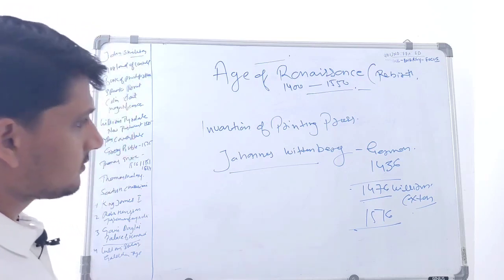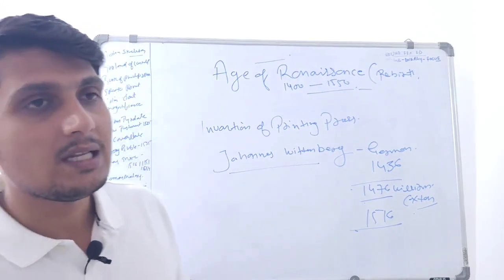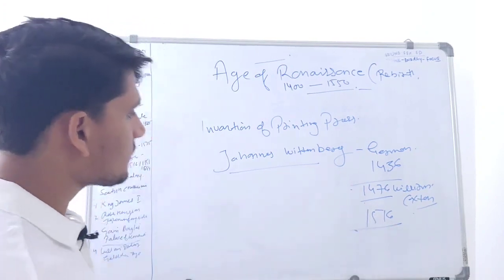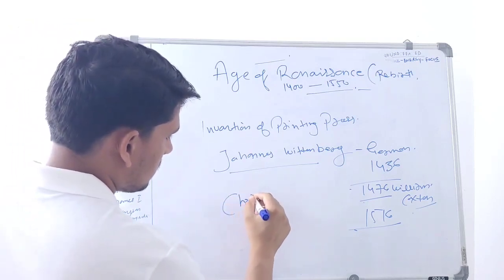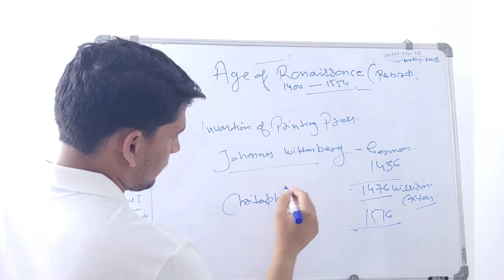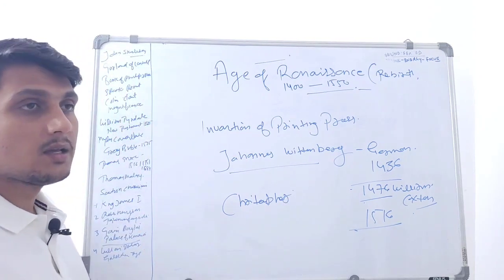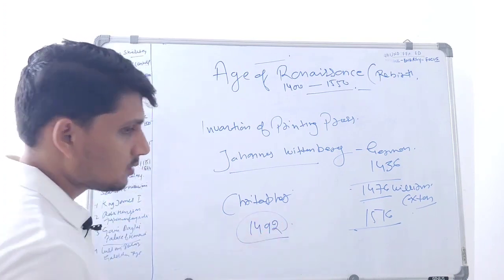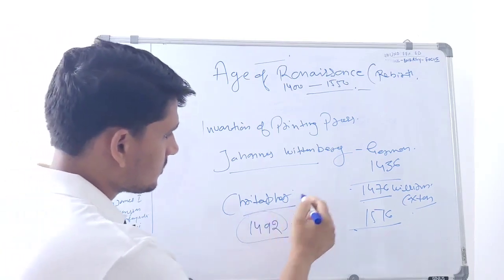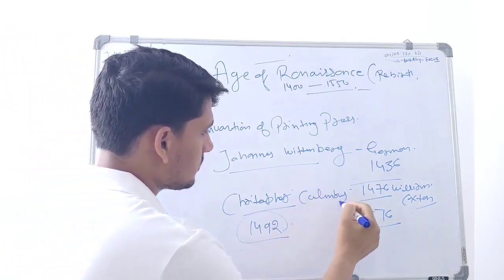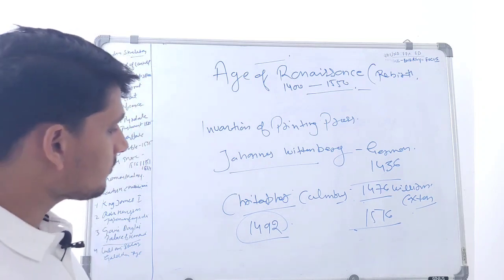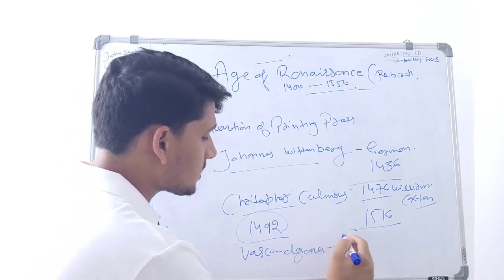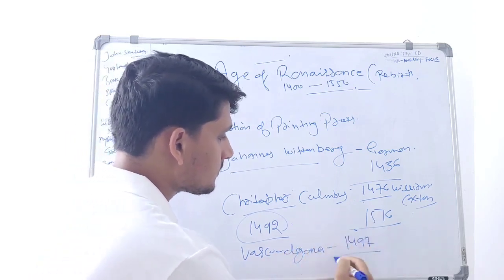Then after that, another revolution was that they started to discover lands, other places beyond Europe. So it was Christopher Columbus who discovered America in 1492, right? Then we have Vasco da Gama, who discovered India in 1497, right?